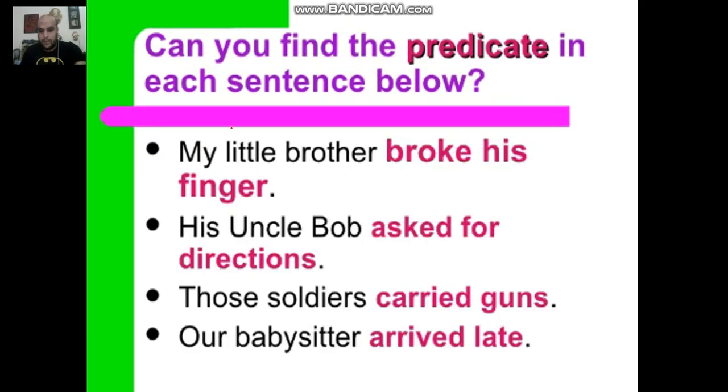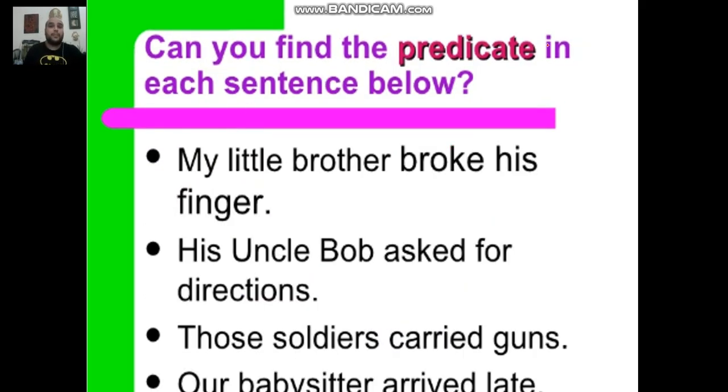Oh, let me go back. Can you find the predicate in each sentence below? We have found it together. So we have said that broke is the verb. So it's the simple predicate. Broke his finger, it's what comes after the verb. All of it. That's the complete predicate.